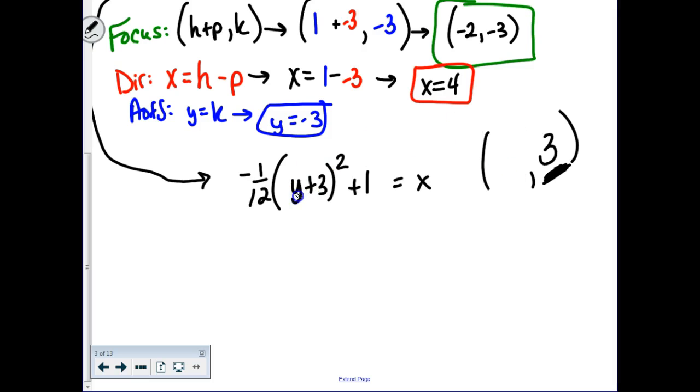So plugging in a 3, let's see, that's 6 squared, which is 36. Negative 1/12 times 36 is negative 3. Negative 3 plus 1 is negative 2. All right, back here.